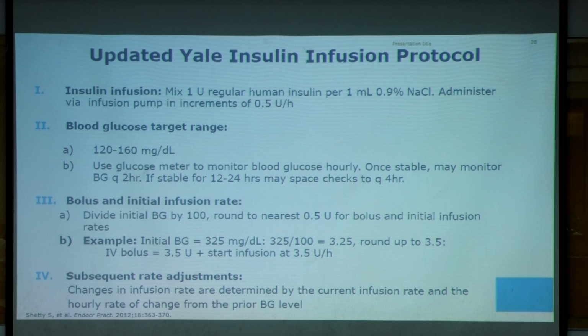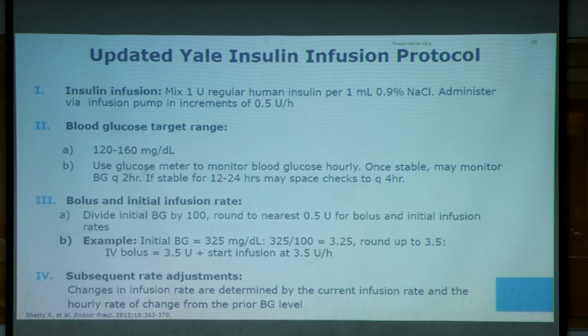So this is the updated Yale insulin infusion protocol. Here, the insulin infusion is mixed as 1 unit of regular human insulin per 1 ml of normal saline, administered via the insulin pump with an increment of 0.5 units per hour. The target blood sugar level should be 120 to 160 here. Use a glucometer to monitor the blood sugar level, and once it is stabilized, monitor every 2 hours.